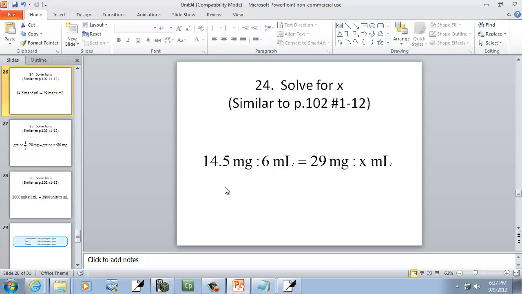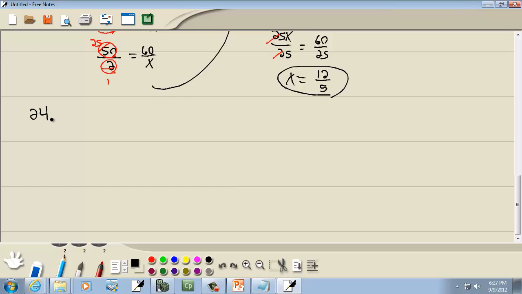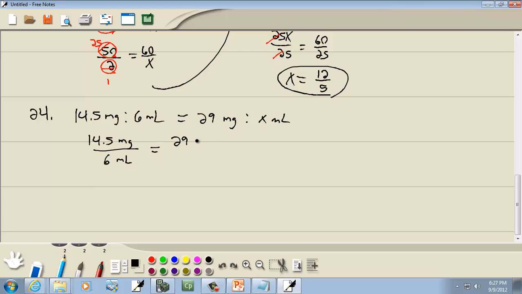Well, here's some more of those problems without all the words. So we got 14.5 milligrams to 6 milliliters equals 29 milligrams to X milliliters. Well, this is just in a weird form, but if I set up as 14.5 milligrams over 6 milliliters equals 29 milligrams over X milliliters. Since the units match, I can drop them. So I got 14.5 over 6 equals 29 over X.